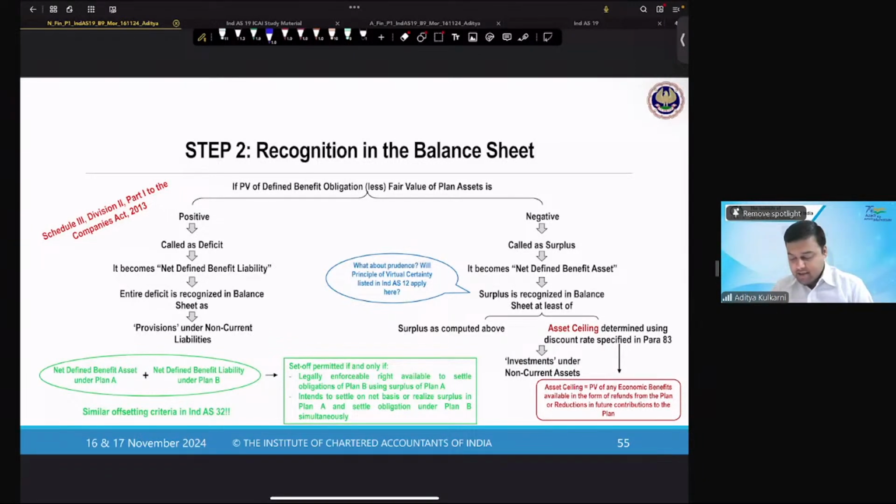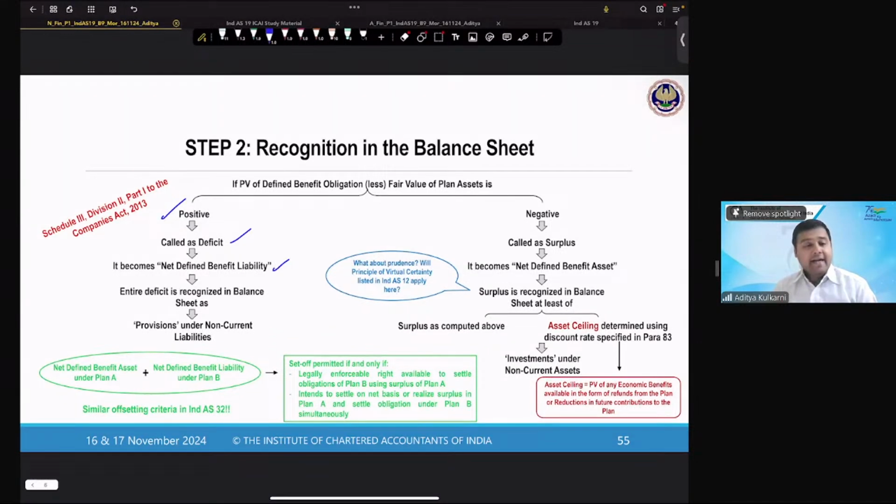So if the difference is positive, liability minus plan assets, then we call it a deficit. It is a net defined benefit liability. It is recognized in the balance sheet as provisions under non-current liabilities. Typically, you identify what is going to be paid within the next 12 months and what is going to be paid beyond. So normally that goes under current and non-current liabilities.